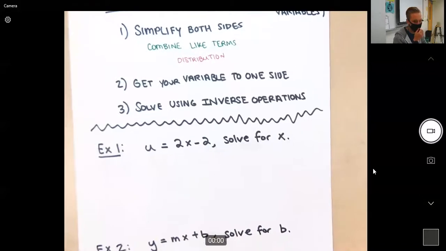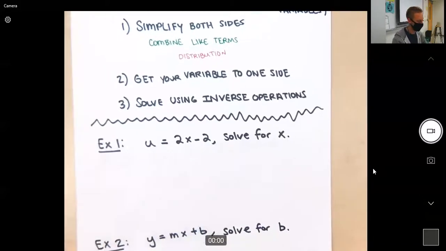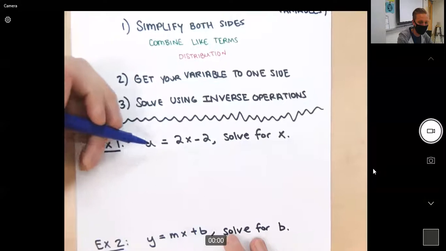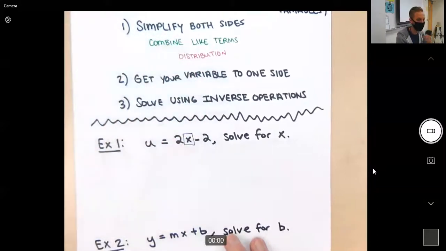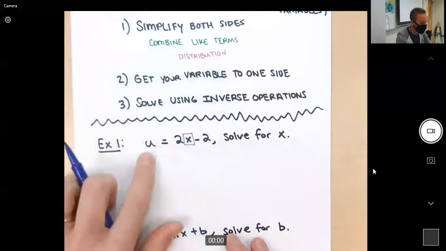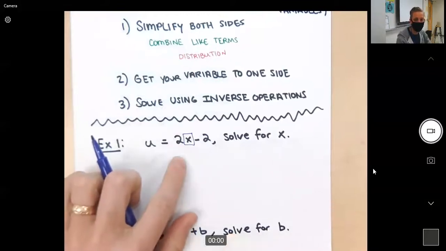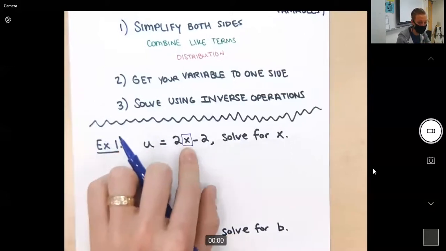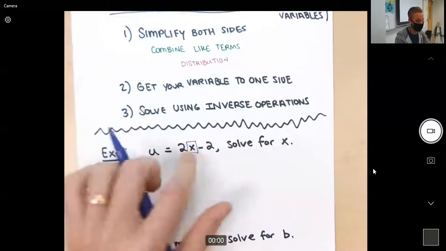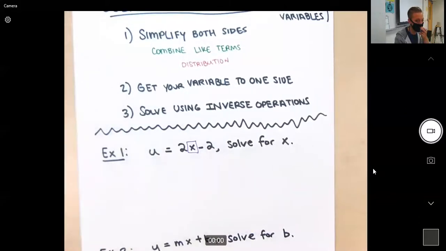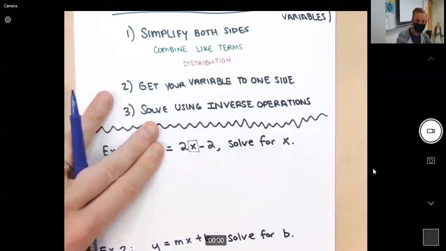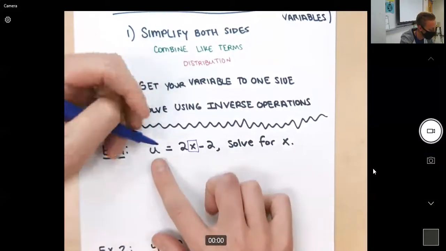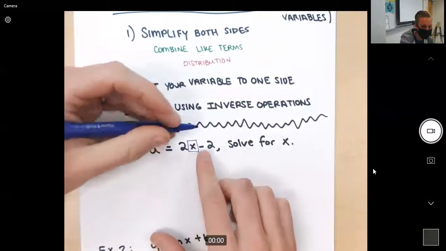So the first thing I do here is I box the variable I'm solving for. So for example 1 here, we have u equals 2x minus 2. So 2 multiplied by x minus 2. So both sides of the equation are simplified because no parentheses, no like terms. The variable I'm solving for, which is x, is only on one side, so we're good for step 2 as well. So we can move to step 3. Don't worry about the u. Literally just treat this like any other equation. So we've got u is equal to 2 times x minus 2.